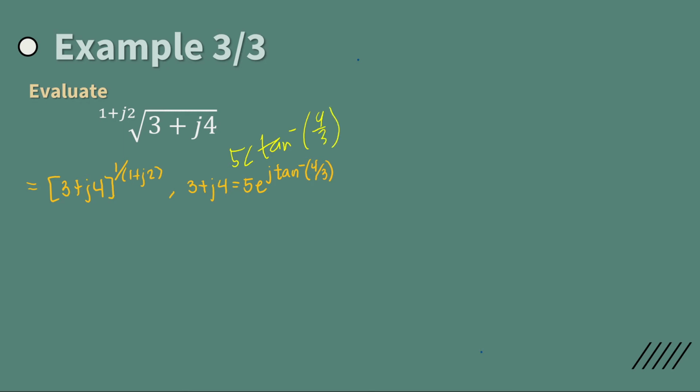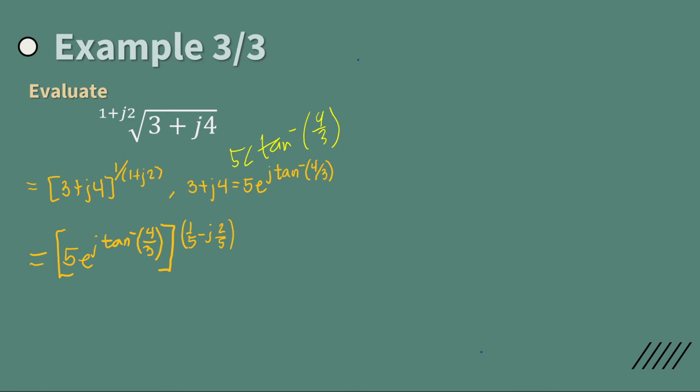But we know in the polar form, we can transform that into exponential form, which is on the right hand side: 5e to the j tangent inverse of 4 over 3. So that's the equivalent expression of 3 plus j4. So we replace the rectangular form with the equivalent exponential form.